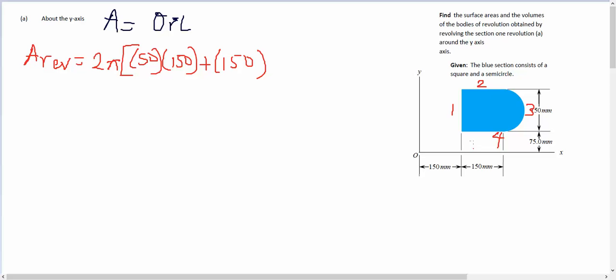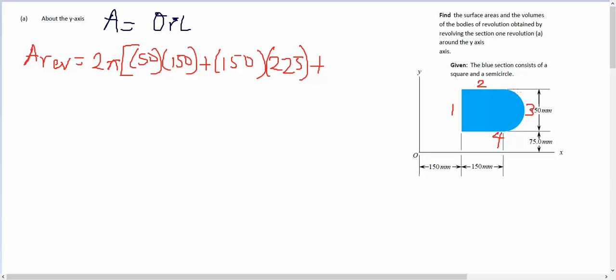And then we add the second one, so the length from here to here is 150. And then the centroid would be plus 1/2 of the length here, so that would be 75. But we want the distance from 0, so we have to add 75, so that gives us 225.